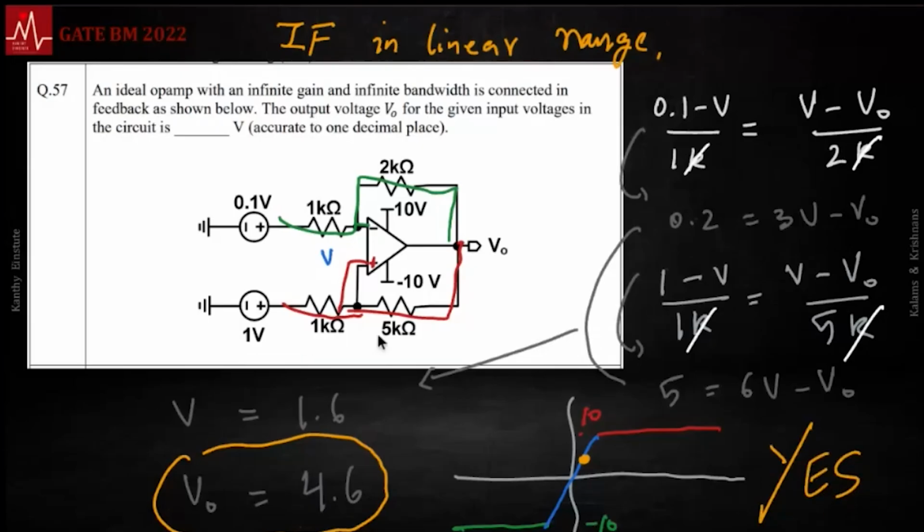So even though there is a positive feedback loop, the negative feedback is dominating. How do we know that? By solving. I know things are linear, and then your output is 4.6. If in linear range, 4.6, it is in the linear range. So presume linearity, what happens? Yeah, linearity is correct.